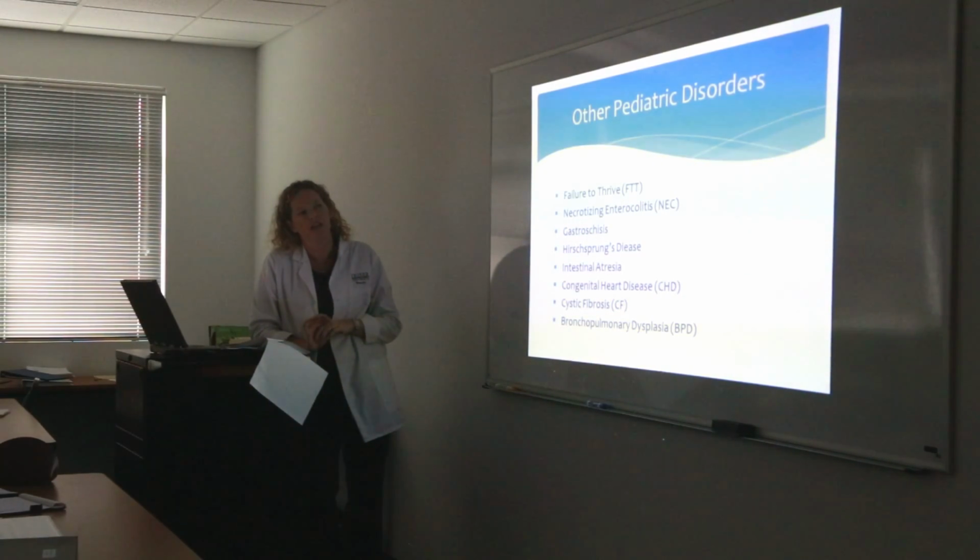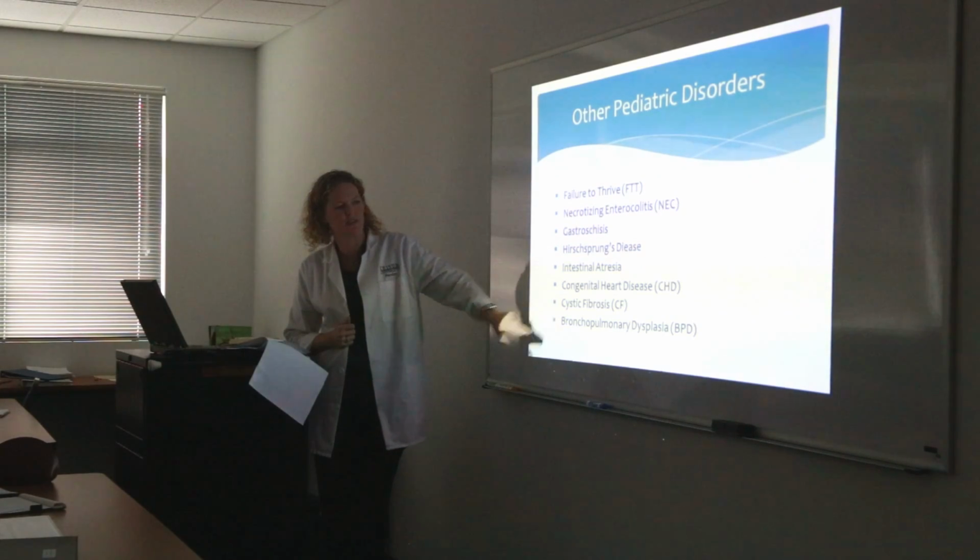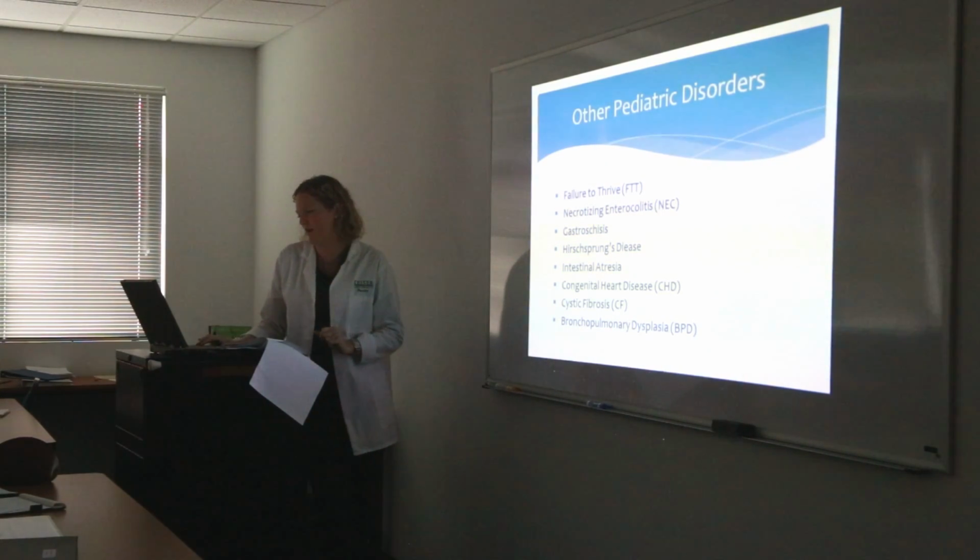Okay, so for the next section, I tried to outline some of the more common pediatric disease states that you might see. These are just a few: failure to thrive, and these are ones that all have pretty serious nutritional implications, okay? I'm going to go through them, tell you what they are, and tell you what the nutrition implications are. We're going to talk about NEC, gastroschisis, Hirschsprung's, and intestinal atresia. These four all affect the GI tract. Congenital heart disease, cystic fibrosis, and BPD, those last two affect the respiratory system.